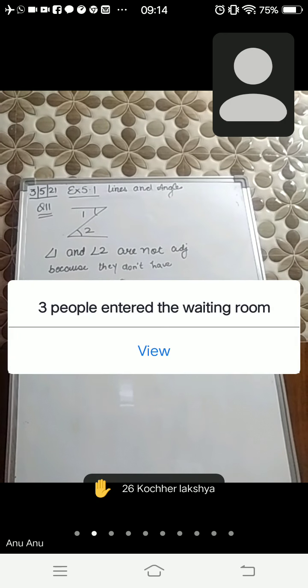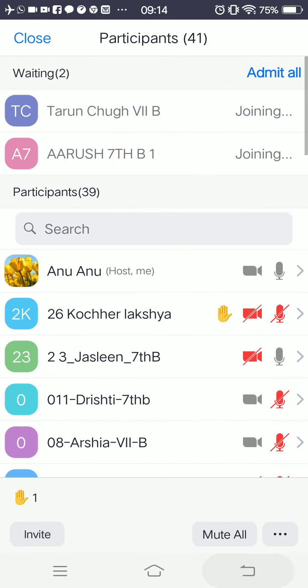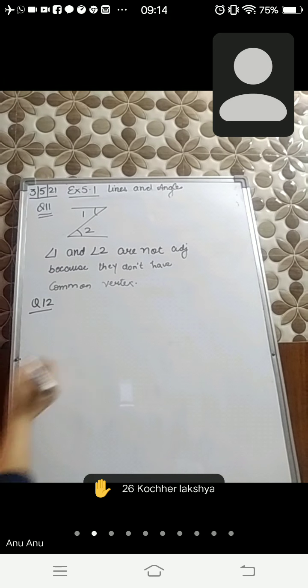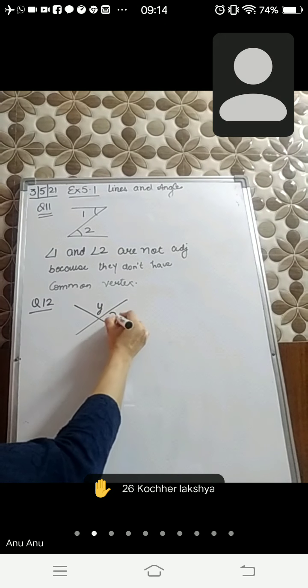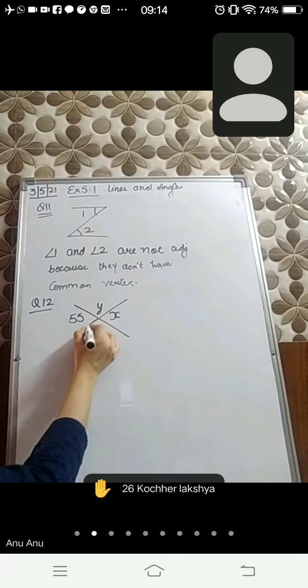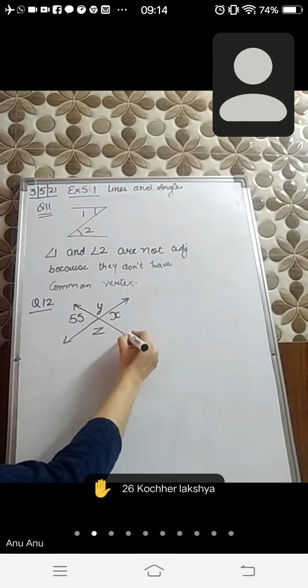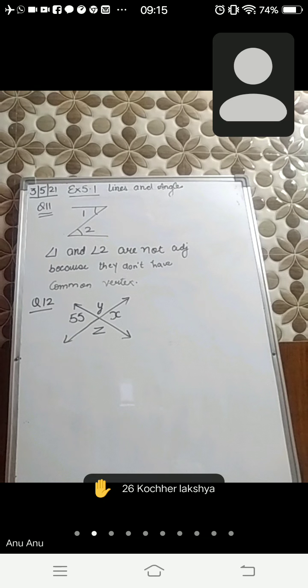Now the next question is question number 12. In question number 12, you are given this figure. This is angle Y, this is X, this is 55 degrees, and this angle is Z. Angles X, Y, Z are unknown and 55 is given. You have to find the value of the missing angles. Only one angle is given, that is 55 degrees.